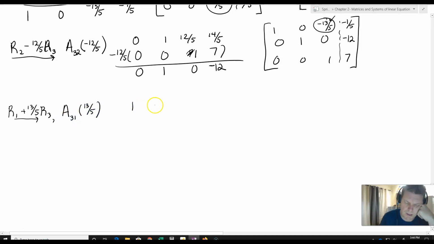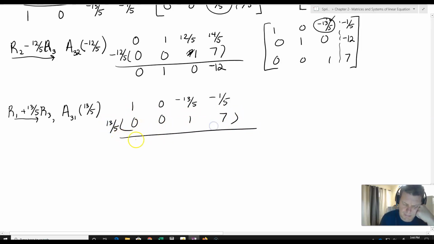Okay, so this will be 1, 0, negative 13 over 5, negative 1 over 5, and 0, 0, 1, 7. This one will be multiplied by 13 over 5. So this ends up giving me 1, 0, 0, and then negative 1/5 plus 13 over 5 times 7. It's going to be 91 over 5 minus 1 over 5, so this will be 90 over 5, which will be 14. Great.